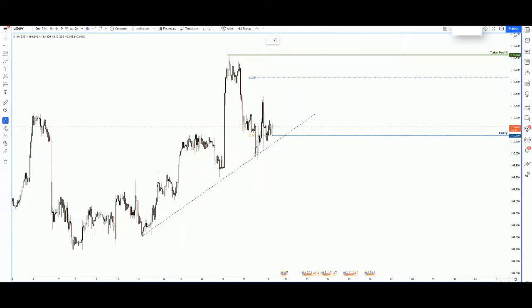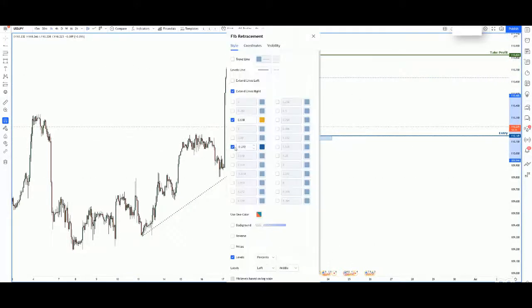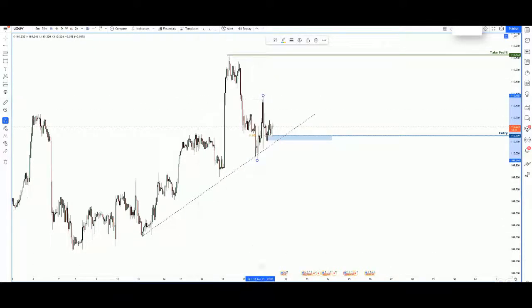Now I'm just going to draw a box because for me this is more of a zone, as long as it's holding above the ascending trend line support. I'm going to remove this negative 27.20. Anywhere around this area, we can play a bounce up to our final take profit.